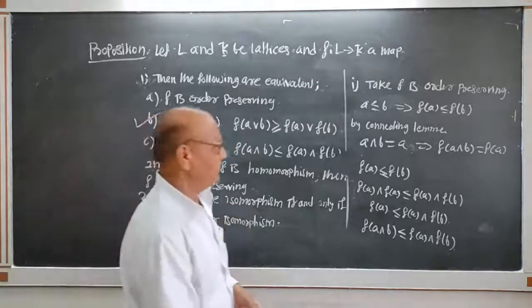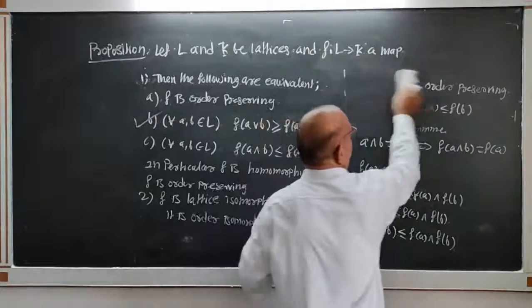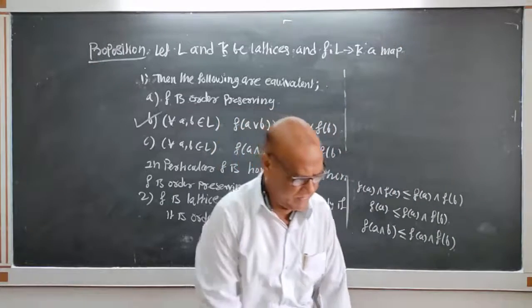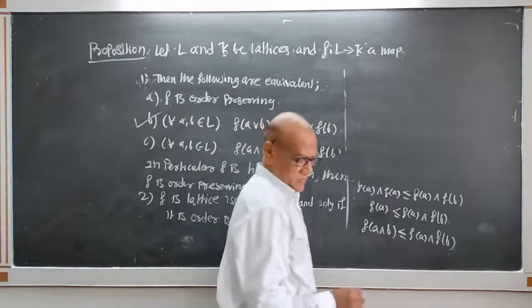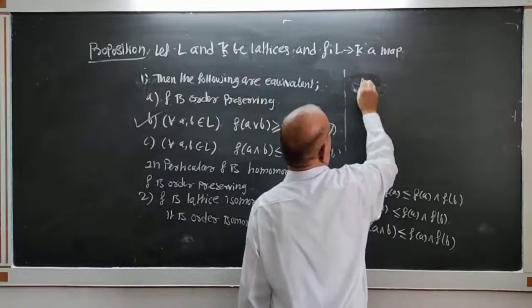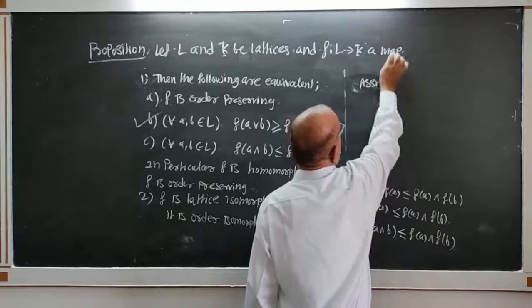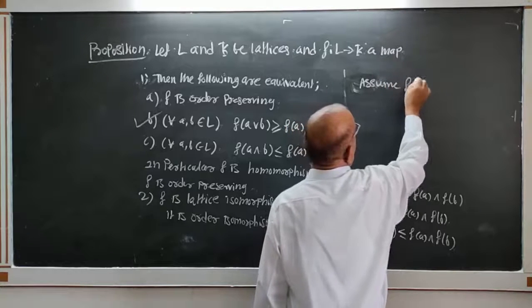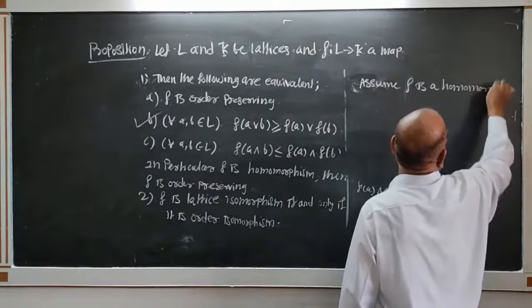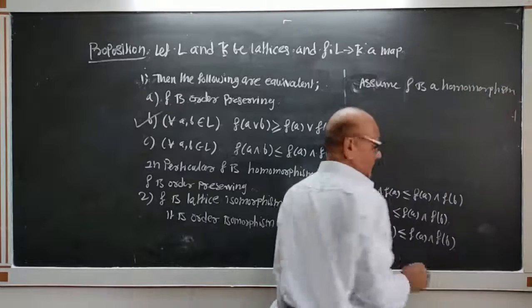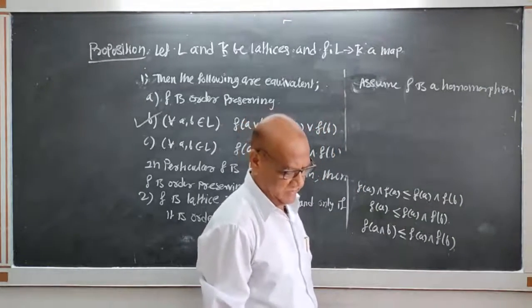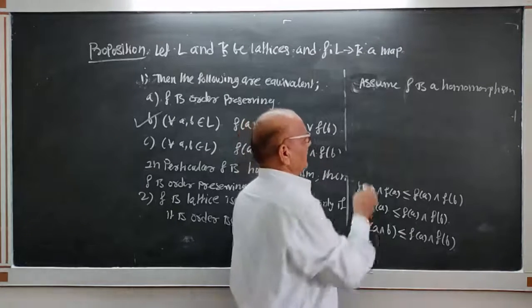Okay. Now, conversely, assume f is a homomorphism, and we show that f is order preserving. We show that. Now show that it is order preserving.